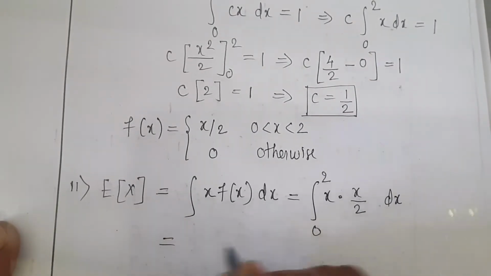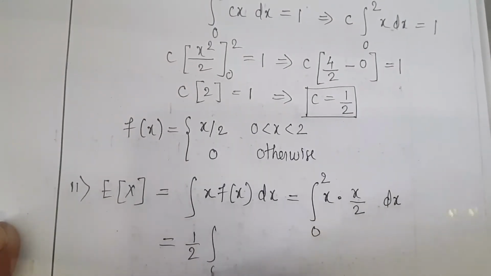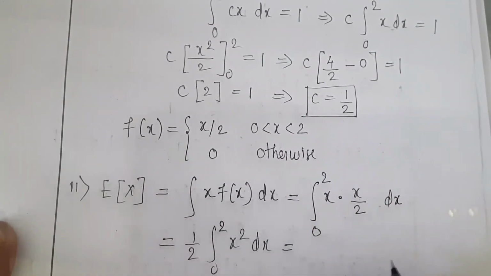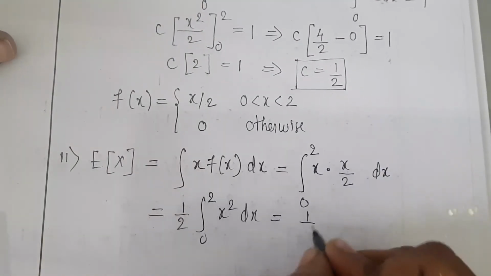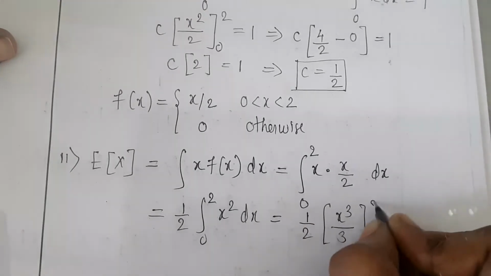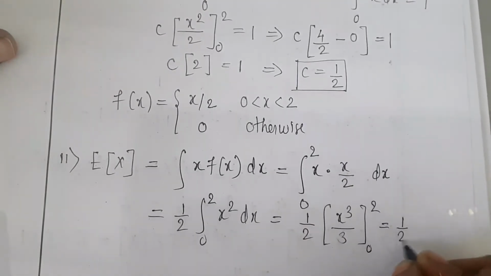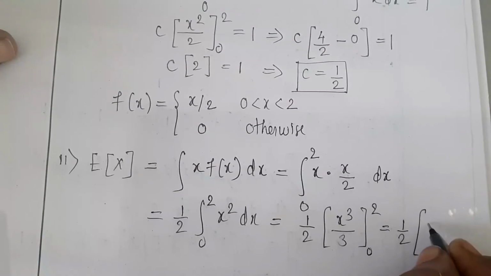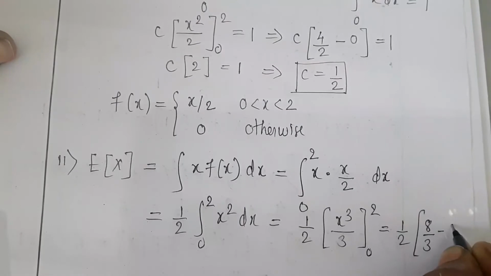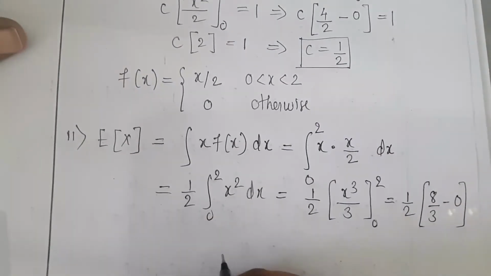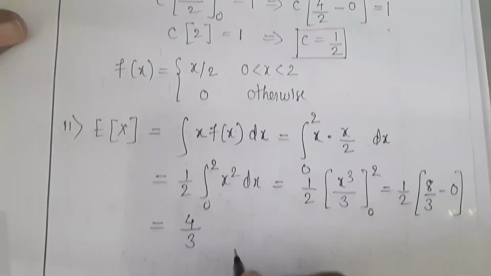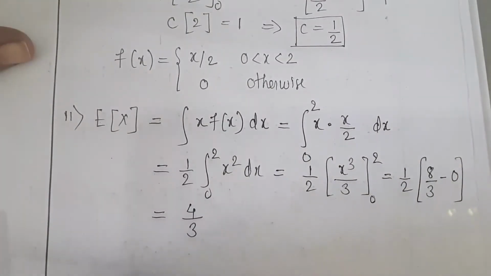So this is equal to 1 by 2 outside, integration from 0 to 2, x into x becomes x square, dx. What is the integration of x square? It is x cube by 3. So x cube by 3 over the limits 0 to 2. So this is 1 by 2 times 2 cube, which is 8, divided by 3, minus 0 cube, which is 0. So 8 by 3 into 1 by 2 is equal to 4 by 3. The expectation of x we obtained is 4 by 3.